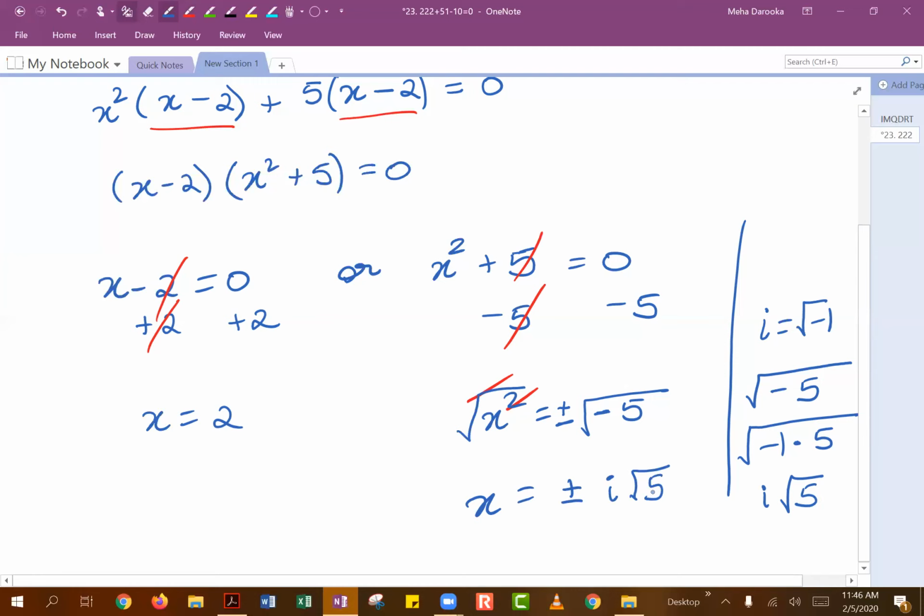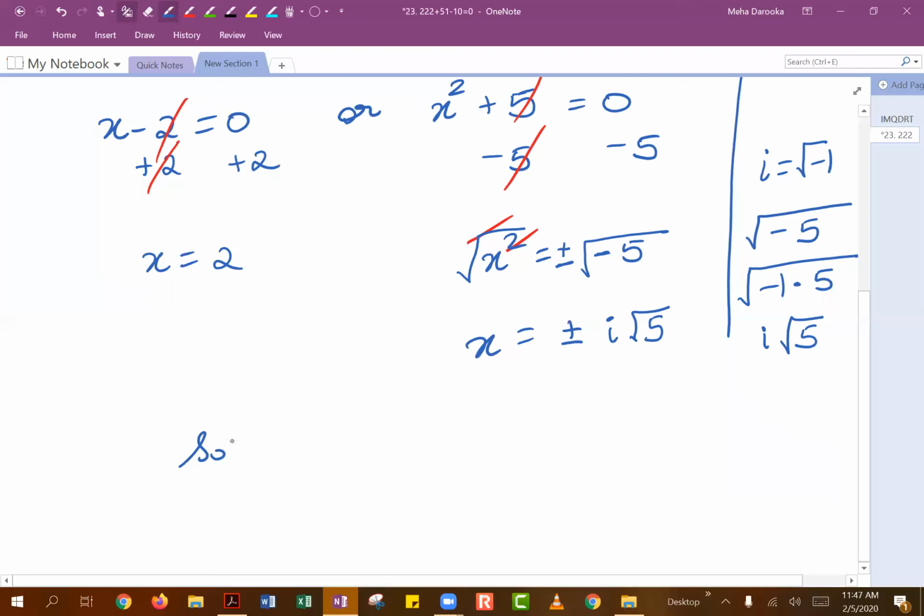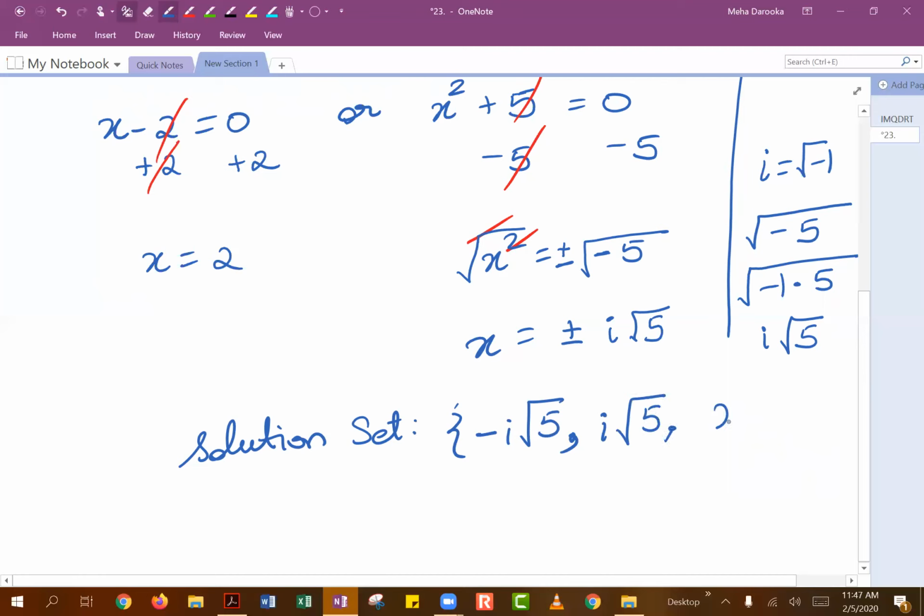So that plus or minus is actually giving us 2 answers. And then we've got our single third answer from that x equals 2. So our solution set for this is going to be negative i square root of 5, positive i square root of 5, and the number 2.